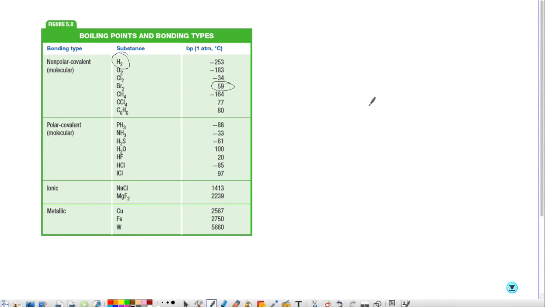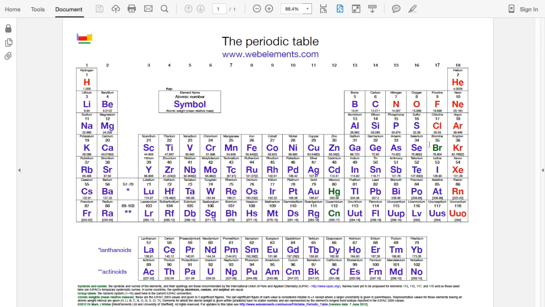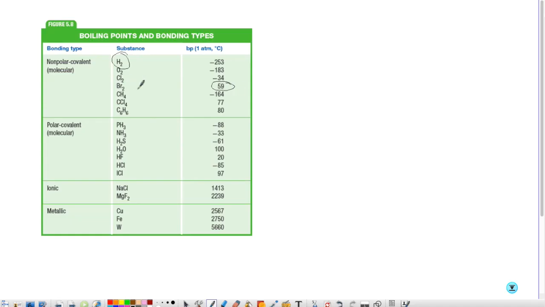Well, look at this from a periodic table perspective. Bromine is lower on the periodic table than chlorine. So bromine's got more electrons, which means that bromine can have more London dispersion forces than chlorine. Okay?